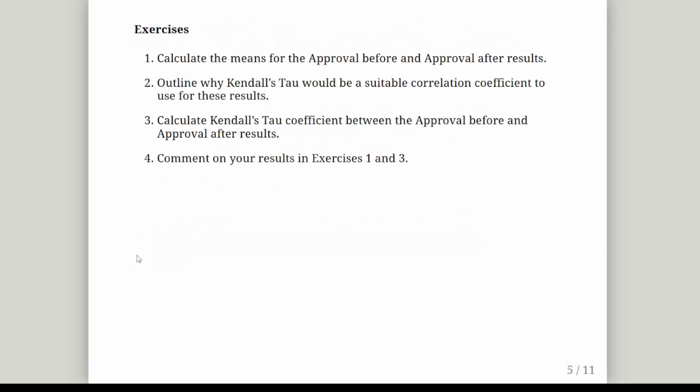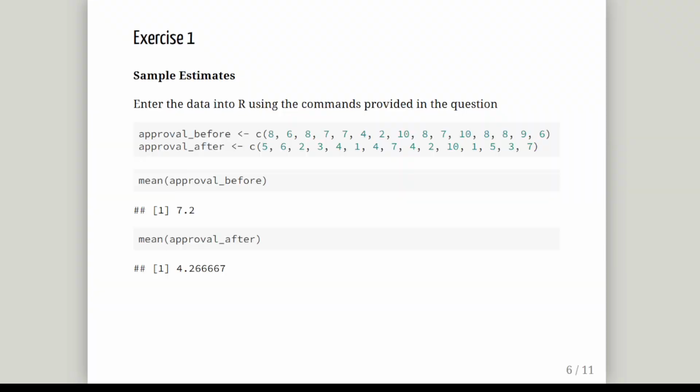So there are 4 questions. Calculate the means of the approval before and the approval after results. Outline why Kendall's tau would be a suitable correlation coefficient to use for these results. Calculate Kendall's tau coefficient between the approval before and after results, and comment on your answers in exercises 1 and 3. So exercise 1, the sample estimates.